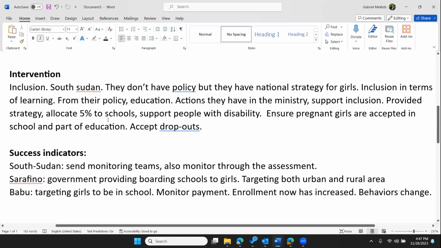And the behavior change. There are some indicators that yes, when we are paying a cash transfer, the rate of dropouts and the behaviors of the girl child in school have changed, and we are seeing some indicators that yes, there is a retention and there is promotion of girls to the next levels.